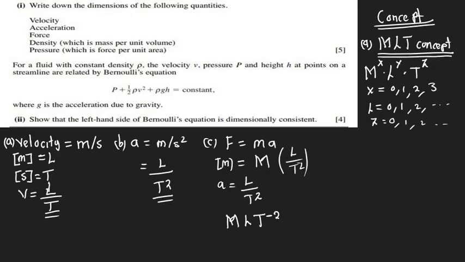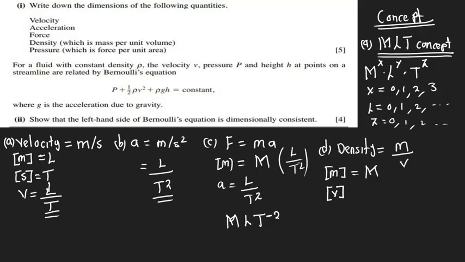We come to the density. How do you write the dimensions of density? So this is how it's going to be. The dimensions of density, but we know that density is equal to mass over the volume. We know that the dimensions of mass are simply big letter M. How about volume?